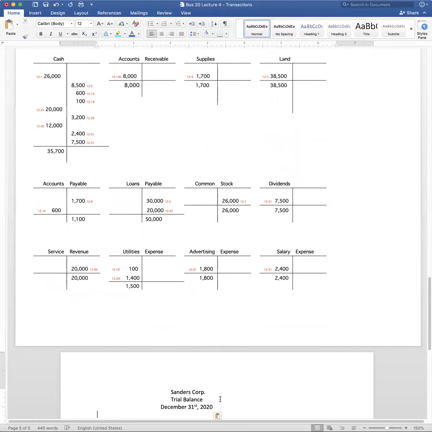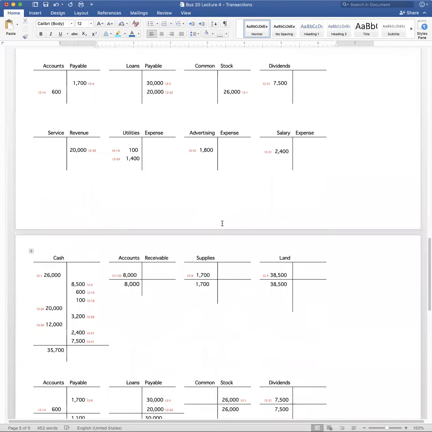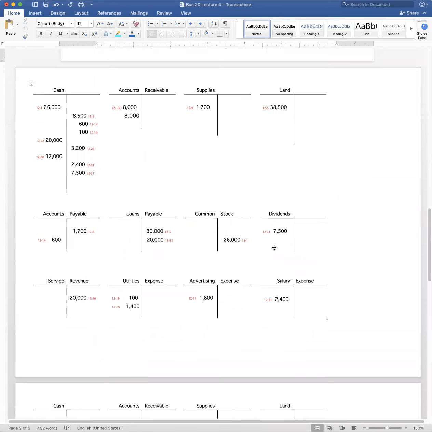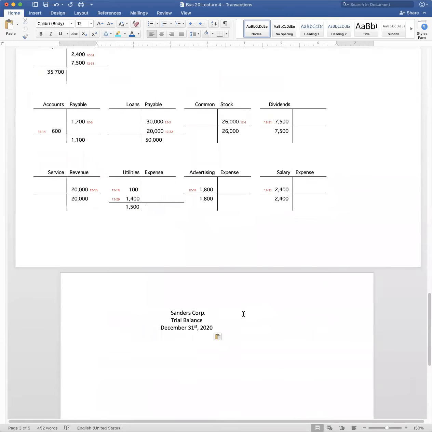And we're going to set one up here for this company. So we have Sanders Corporation. We're going to create a trial balance. And we're doing so on December 31st because that's the last day of all our transactions, right? Our transactions finished up on December 31st. Now, even though this happens to be December 31st, the trial balance can be prepared on any day.